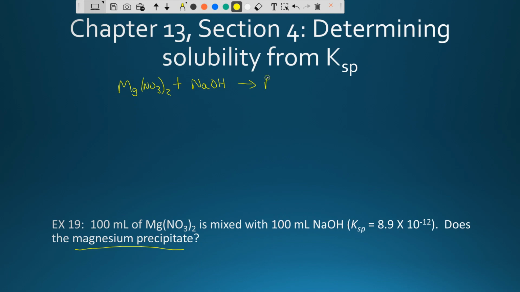So I'm going to get out of this magnesium hydroxide. Hydroxide's a -1 charge, magnesium's a +2. And I'm going to get also sodium nitrate. Now all nitrates are soluble. That's not what we're analyzing. We're analyzing my magnesium to see, does it precipitate? Okay, that's the big question. So now I've got everything set up and we play the exact same game.